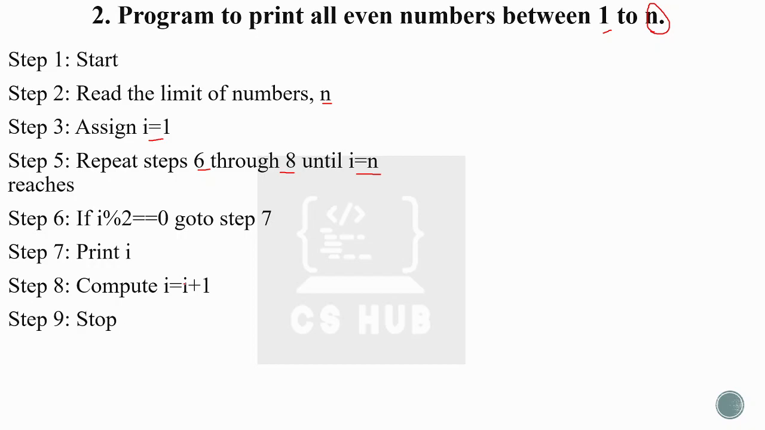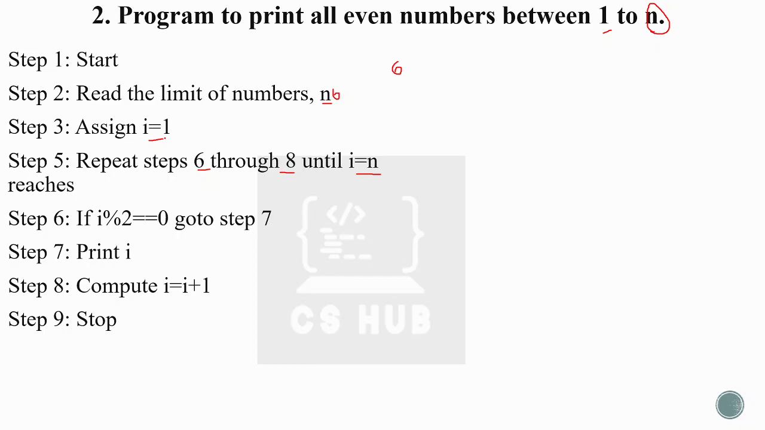Then last is stop. So consider an example like I'm going to print all the even numbers between 1 to 6. So the value of n is 6. First step is I'm going to check whether 1 is an even number or not. If 1 is an even number, we will print 1. Then increment I by 1.